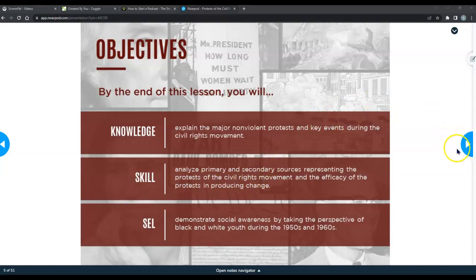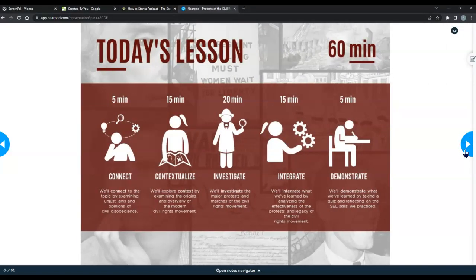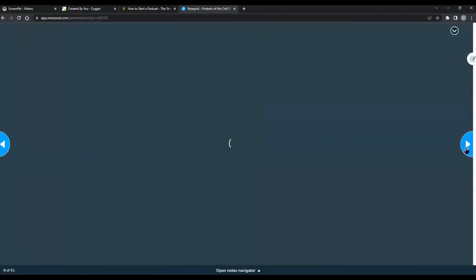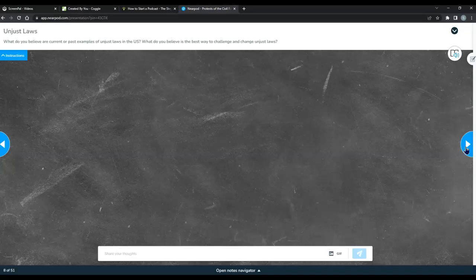This is student-paced. Students will go through this, talk about what they're going to be learning, demonstrating what they're learning, and so on. They will be asked, what do you know about the civil rights movement before we begin? I'm looking at unjust laws, both current or past examples of unjust laws in the United States. As they go through this, they will answer questions, they will watch videos, and they will dive into the civil rights movements.